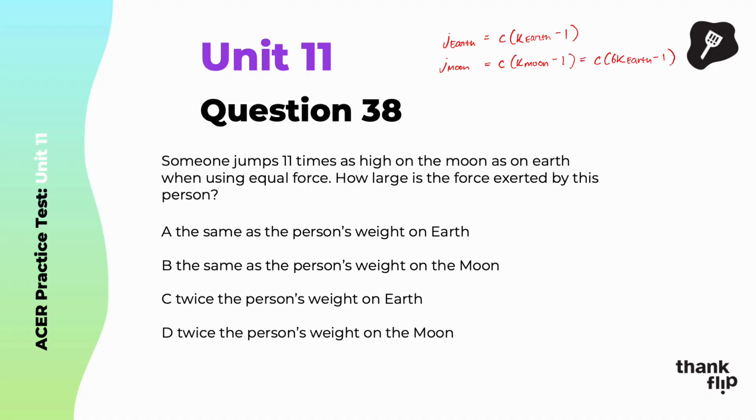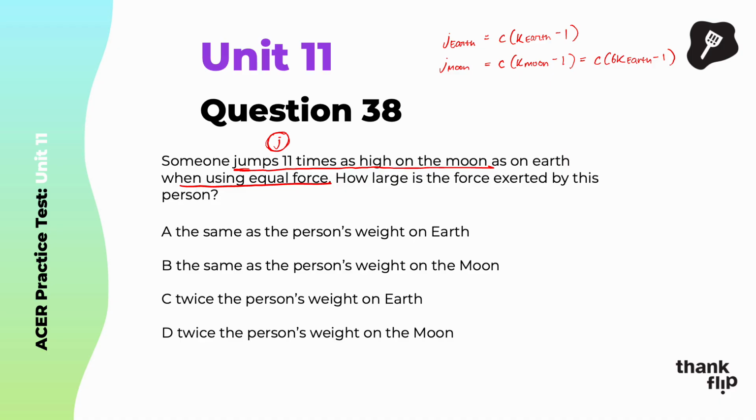So question 38 is asking us about if someone jumps 11 times as high on the moon as on Earth, and they're using equal force, how large is this force that's exerted by this person? So first of all, we're looking at our value J here because we're looking at how high somebody can jump. And looking at the diagram, value J is essentially the distance between the center of gravity when they're standing versus when they're in the air. So how high they can jump is measured by J. So we're looking at J.